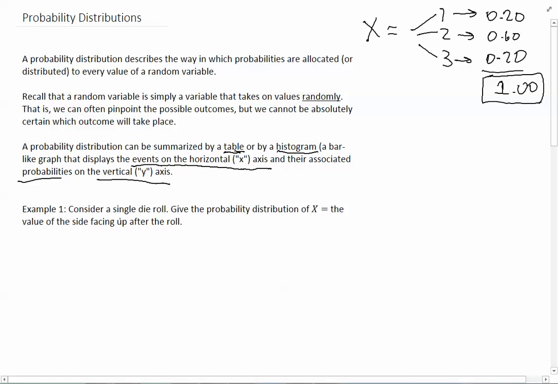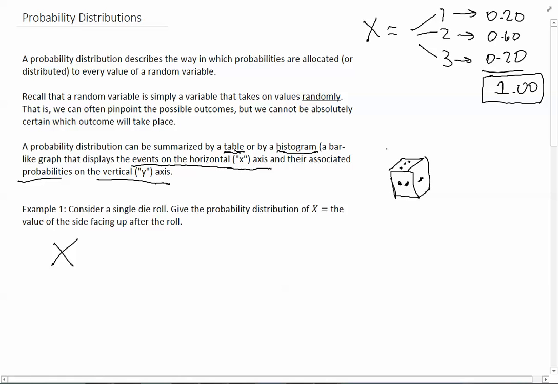So consider a single die roll. Let's start with an example. Give the probability distribution of x, equal to the value of the side facing up after the roll. First of all, let's think about what x actually means. x is the value of the side facing up after the roll. So you roll a die, and here's your die. I'm not very good at drawing three-dimensional objects, but each side has a different number of dots facing up. That's actually not too bad, is it?